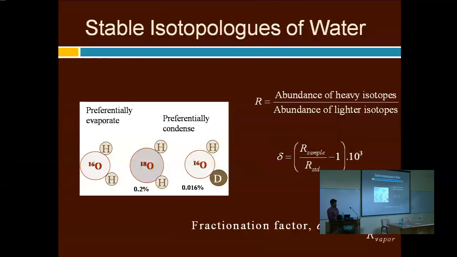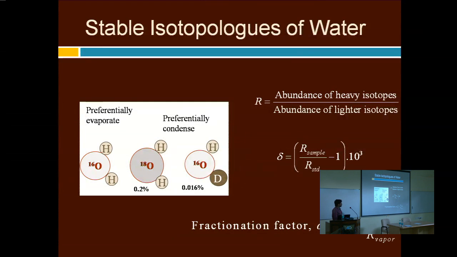Isotopic ratio R is defined as the abundance of heavy isotope, the number of heavy isotopic molecules, divided by the number of lighter isotopic molecules. Like R can be written as the concentration of H2-18O divided by the concentration of H2-16O, or the concentration of HDO to H2-16O. This is how we represent the ratio.